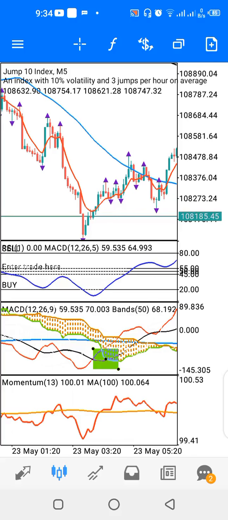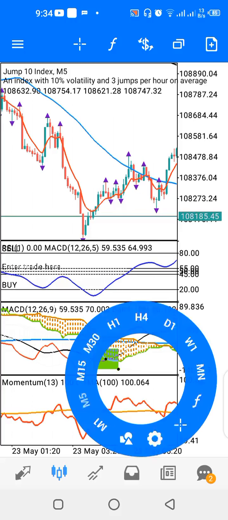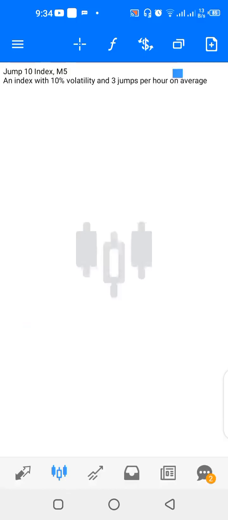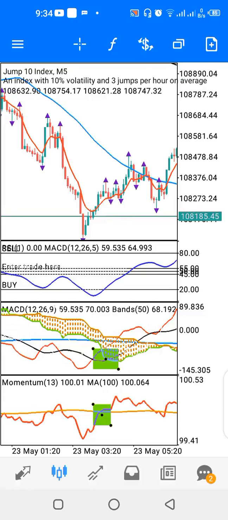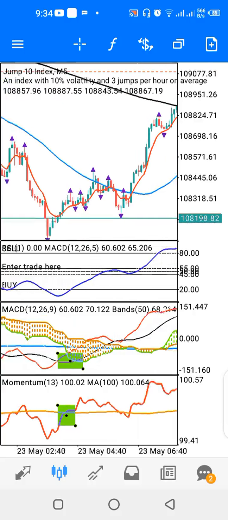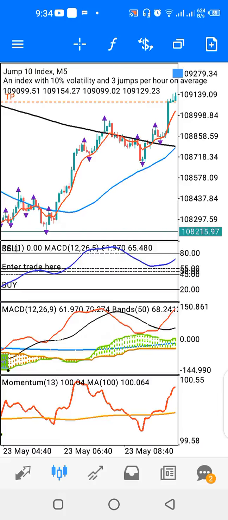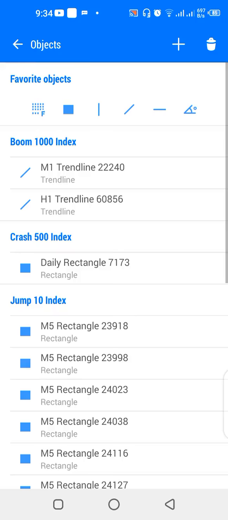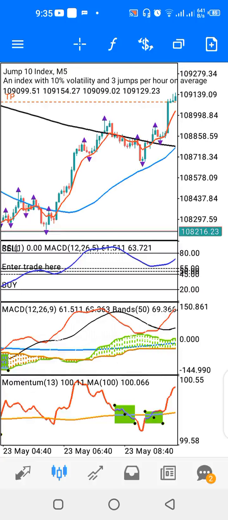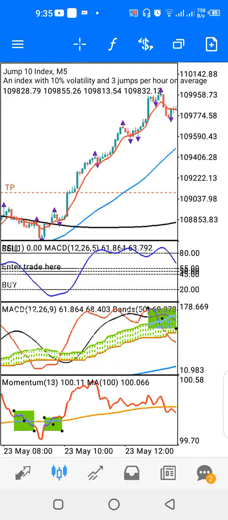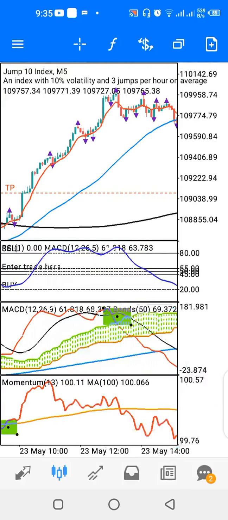Then for indicator window 3, that's a simple one. When the red line crosses above the orange line, that gives me a buy signal. Okay, buy signal. When it dips below, that gives me a sell signal. When it goes above, buy signal. Okay, when it dips below, sell signal.